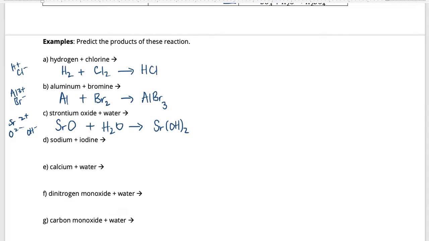Okay, so next one, sodium. Just sodium alone is a metal. Iodine, that's a halogen, that's diatomic. So again, element and element, so we're just going to combine them together. How do you do that? Well, sodium is a plus 1 charge, iodine is a negative 1 charge. Perfect, so NaI, like that. Sodium iodide.